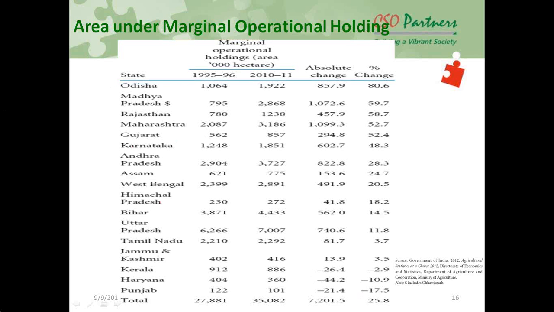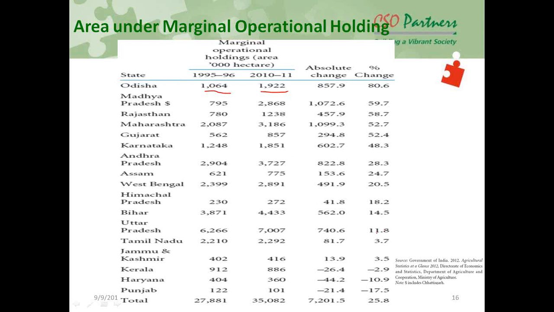Again, area under marginal operational holding: the cultivators who have a small amount of land are the marginal holders. And if we see the total area of land under marginal holding, that is also generally reducing. This is another interesting trend I will take you through. If you take the example of Odisha, the first one, it was 1,064,000 hectares. In 2010-11, it has become 1,922,000. So it is increasing. The amount of land under marginal operation has increased from 1,064 to 1,922,000 hectares, and the increase is by 80%. Now, why has it happened?